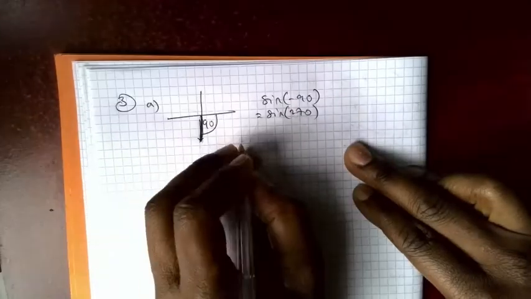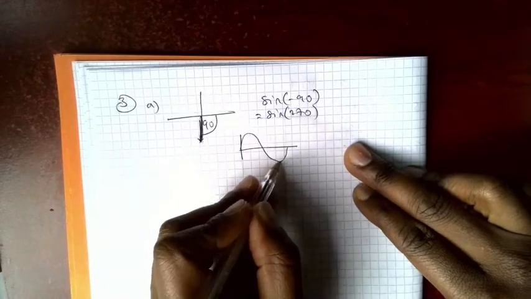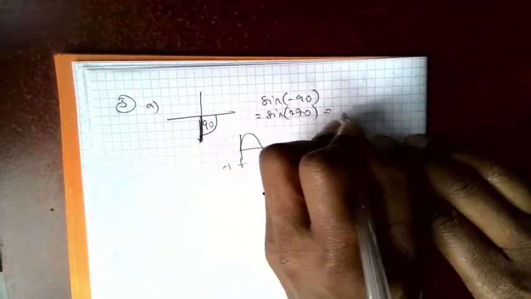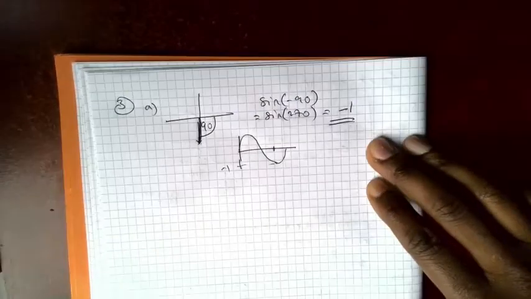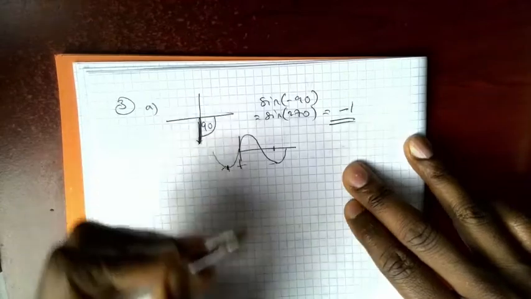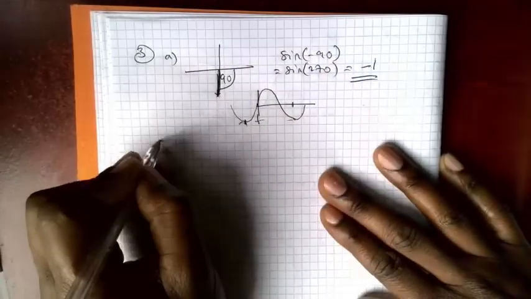And the sine of 270, if I draw a graph, 270 is here, right at the bottom. So that's going to be negative 1. I suppose I could have drawn the graph backwards and gone to negative 90 that way, but we can use the CAST diagram. So we're basically finding equivalent angles.